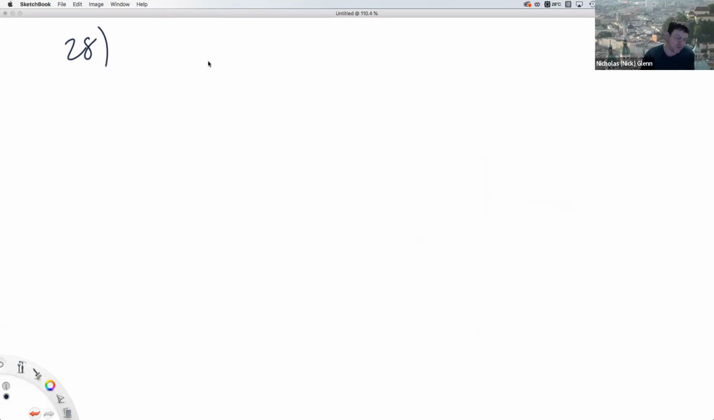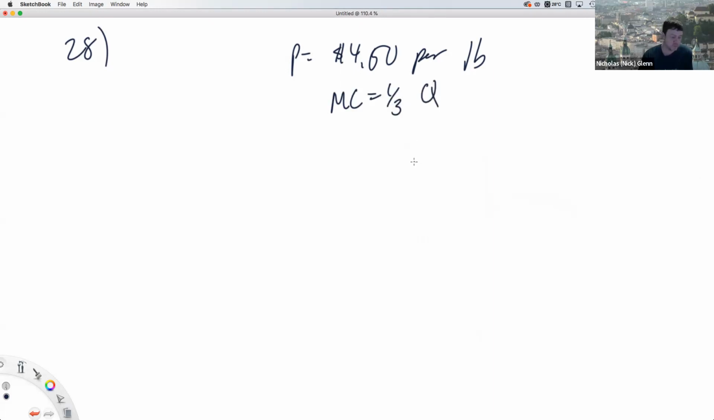So Marty owns a mango farm, and the market price is $4.50 per pound. His marginal cost can be shown by 1/3 Q. And at his profit maximizing quantity, when he's producing it, the average total cost is $5, and the average variable cost is $4. So first, we want to find the profit maximizing quantity and solve for total profit.